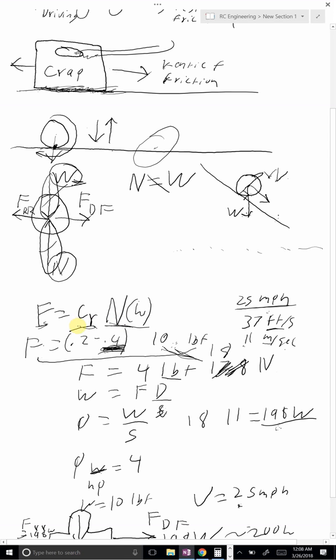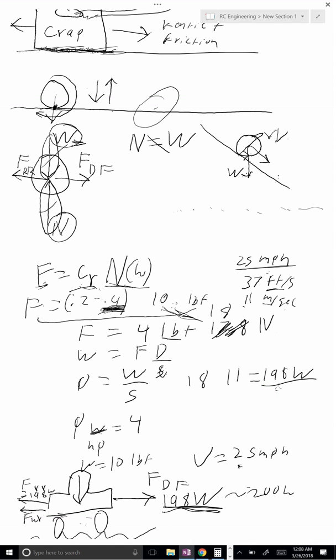The CR, you can either look it up, and if you're going to look it up, you need to know the material that the tire is made out of, and the material that the ground is made out of. If not, if you're going to test for it, you're going to have to do a completely different procedure, which I'm not going to go into on this video, but I'll show you guys how to do that later in another video.